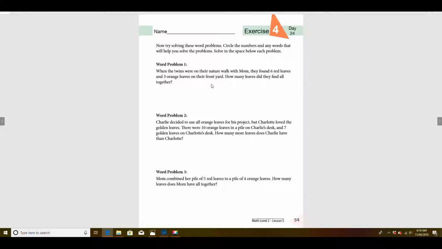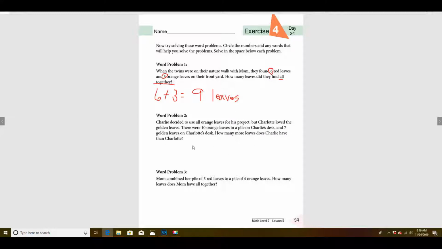Okay, so our question is wanting to find how many leaves they found. So let's circle the numbers that go with leaves. There's 6 and there's 3. And our clue word is all together. That means to add. So let's write it. 6 plus 3 equals, what does that equal? Nine leaves. Make sure you always tell us what it means. This is called a label. We always have to put a label there so we know what we're doing.